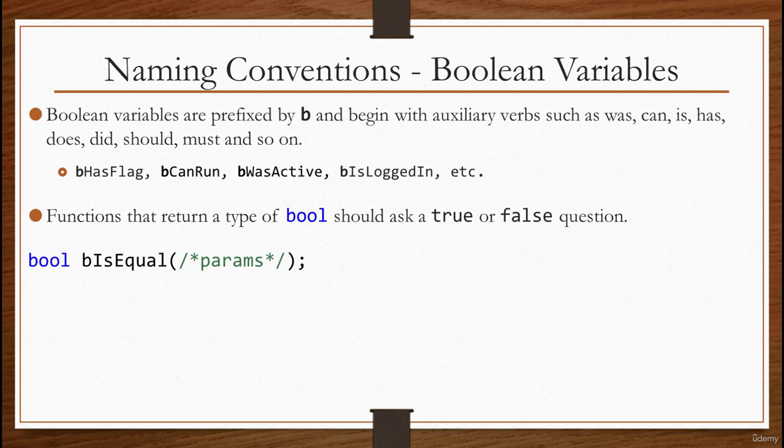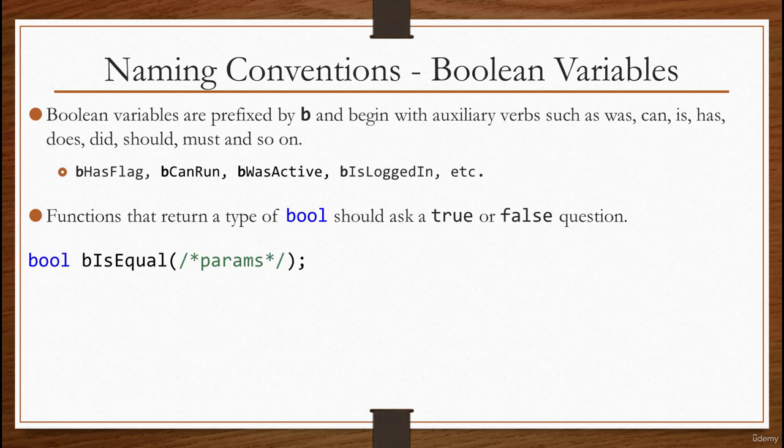With regards to Boolean variables, I prefer to prefix those with a lowercase b, and then also to begin the variable name with an auxiliary verb such as was, can, is, has, does, did, should, must, and so forth, such as bHasFlag, bCanRun, bWasActive, and so forth.